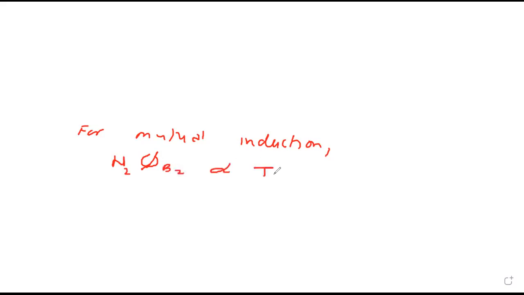So we can say, for mutual induction, flux is associated with the secondary. That means the number of turns of the secondary N2 is proportional to current in the primary.